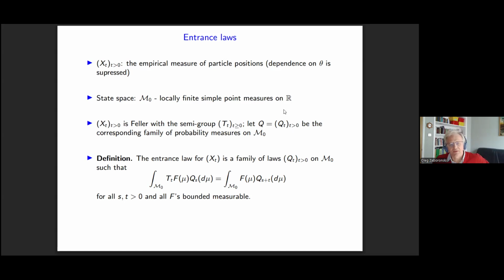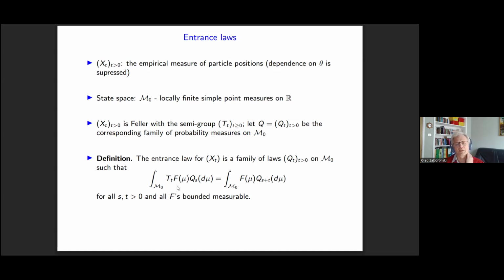The central notion for me is the entrance law. So the entrance law is a family of laws Q_t on M naught, which satisfy this. You can think of it as a standard Kolmogorov equation.